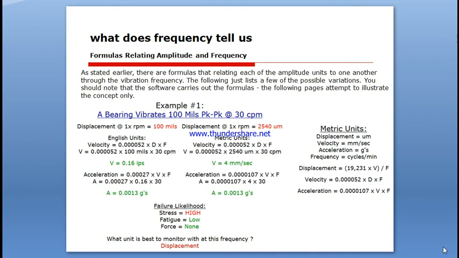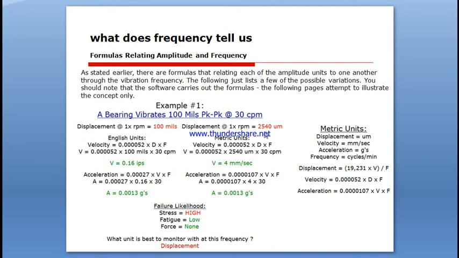So if you have a bearing that vibrates 100 mils peak to peak at 30 cycles per minute, I need to remind you that 10 mils is 254 micron, which is micrometer. It's 10 to the power of minus 3 millimeter. So it vibrates 100 mils, which is literally 2540 micron, or 2.5 millimeter. You could see it here. We're working in the metric units.